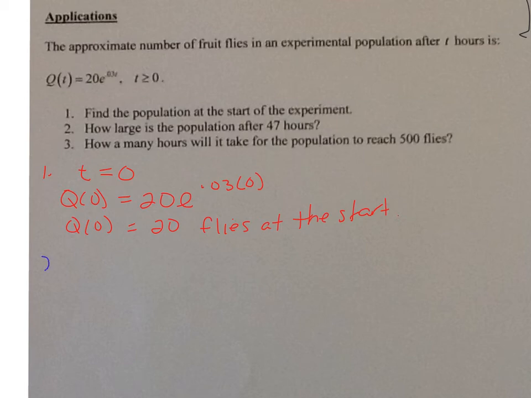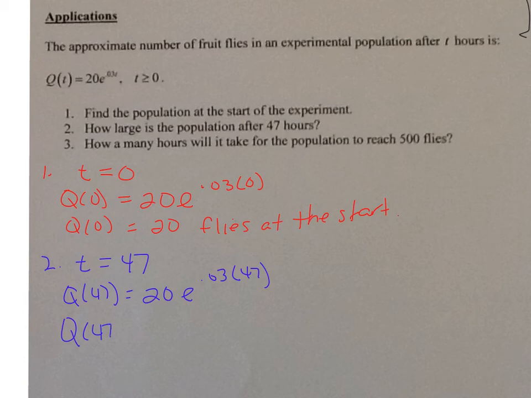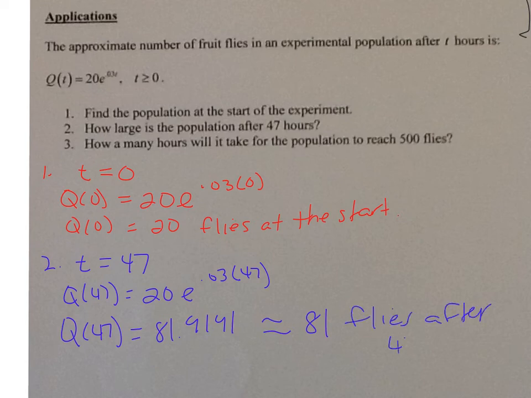All right, let's take a look at number 2. How large is the population after 47 hours? So I want to know when T is equal to 47, how many flies are there? So I'm going to do Q of 47. So I have 20e raised to the 0.03 times 47 power. Plug it in your calculator, and you get 81.919, which would be 81 flies after 47 hours.